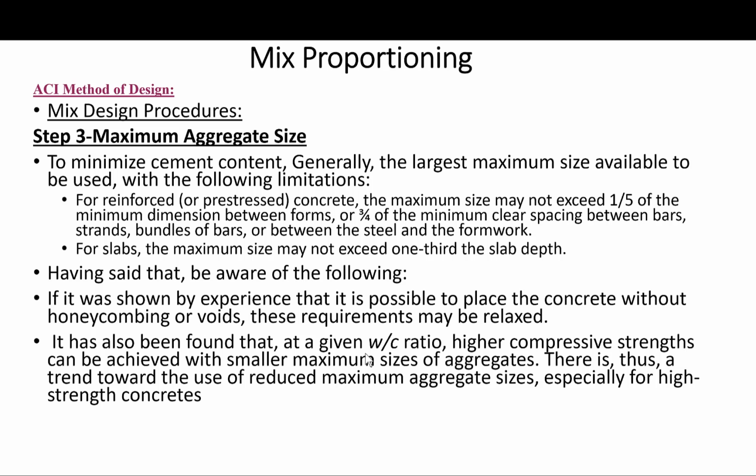First, for reinforced or pre-stressed concrete, the maximum size may not exceed 1/5 of the minimum dimension between forms, or 3/4 of the minimum clear spacing between bars, strands, or bundles of bars, or between the steel and the formwork. The second, for slabs, the maximum size may not exceed 1/3 of the slab depth. These are described in detail in ACI, so if you want to refer to it.